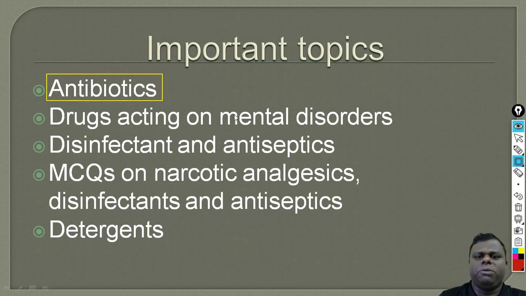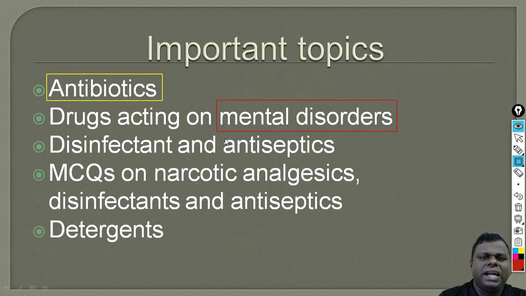Then drugs acting on mental disorders, the role of tranquilizers as mental disorder drugs. They basically slow down the mechanism of message transfer from the receptor organ to the brain. And then what are the different types? Few examples like Valium, meprobamate and so on.